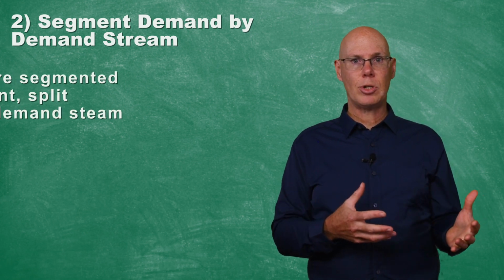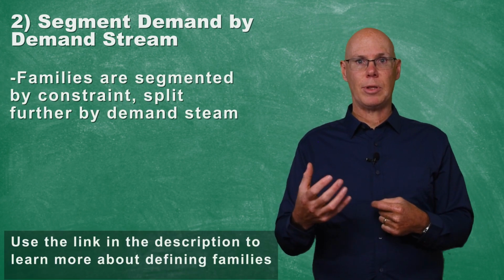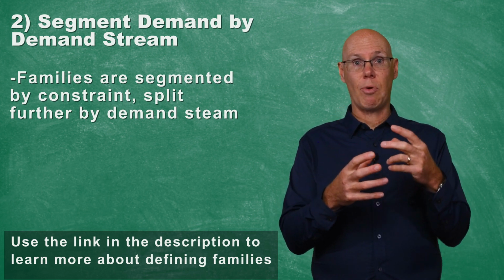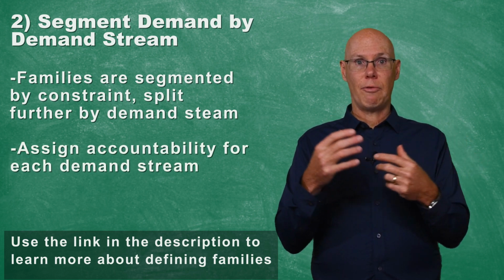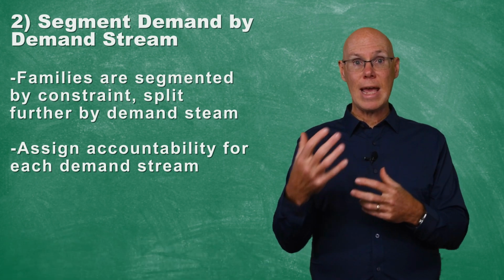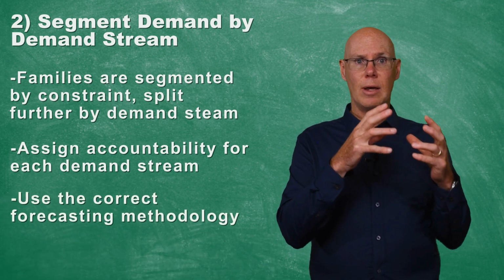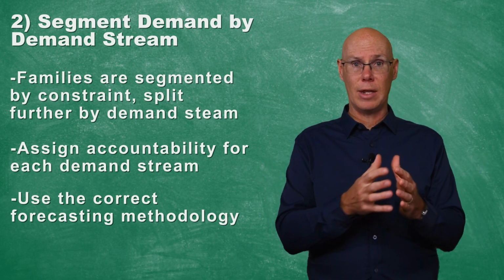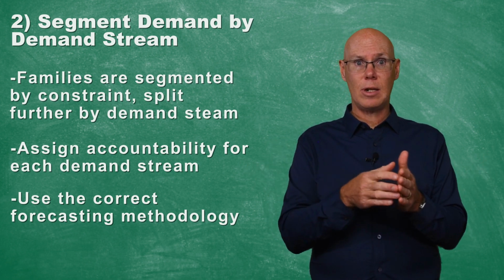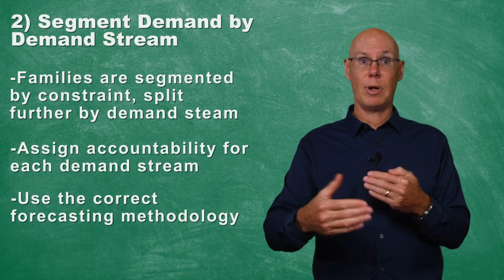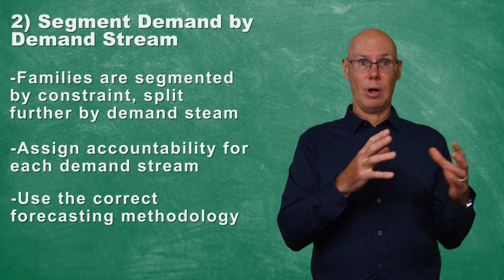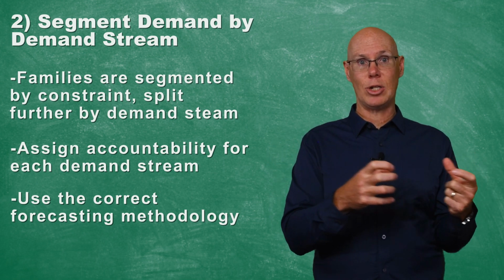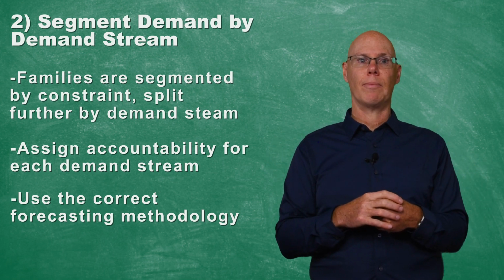So families are by constraint, but then we split this further into demand streams. And these demand streams support assigning accountability for each of the different demand streams and to use the right forecasting methodology for demand. For example, if you have demand that is regular and consistent, you may use a statistical forecast. But if you have project demand for one of your demand streams that are driven by events, you'll want to actually manage that using a different methodology.